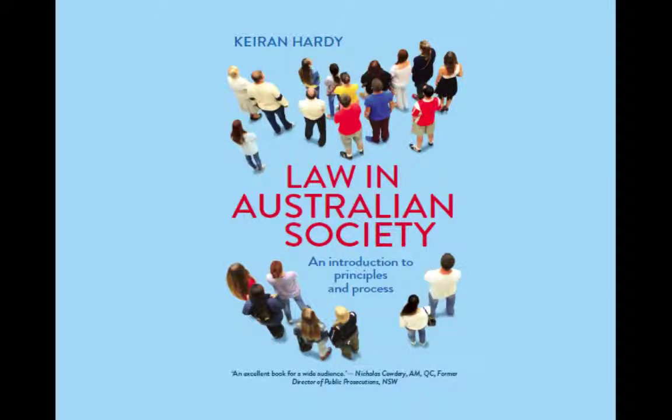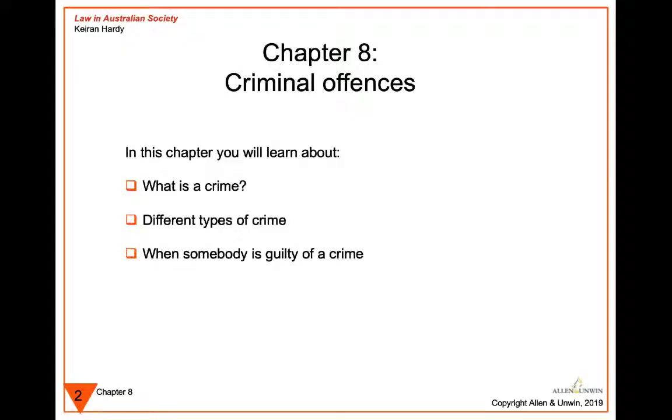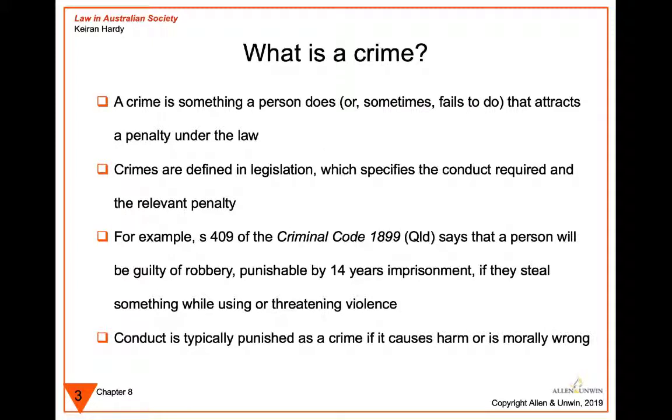Welcome to Chapter 8 of Law in Australian Society, which looks at criminal offences. In this chapter you'll learn about what is a crime, different types of crime, and when somebody is guilty of a crime. So what is a crime?